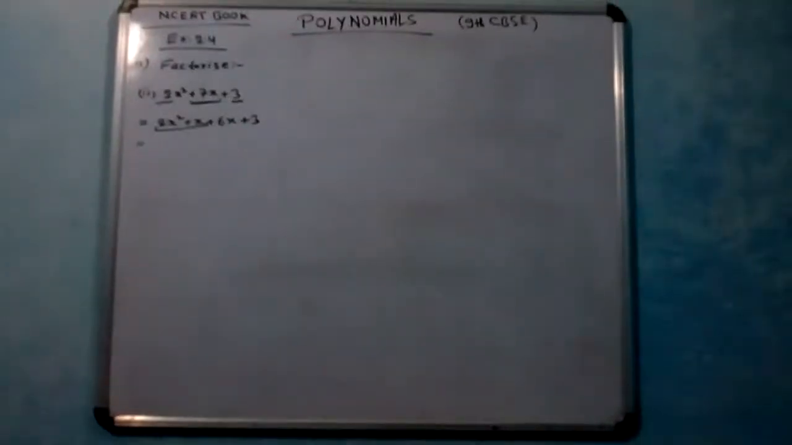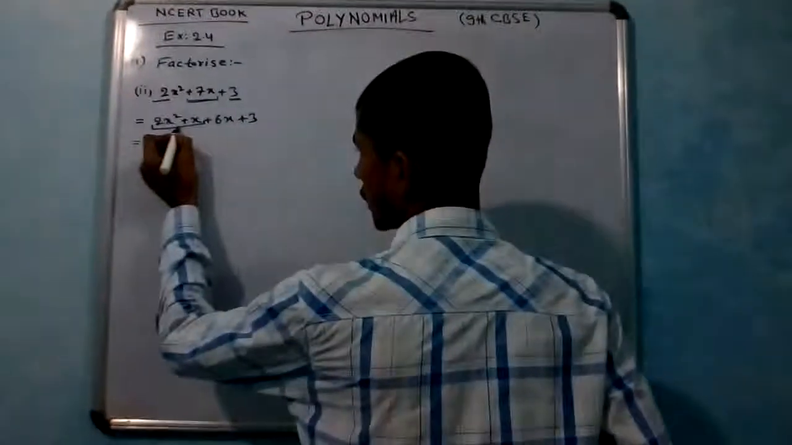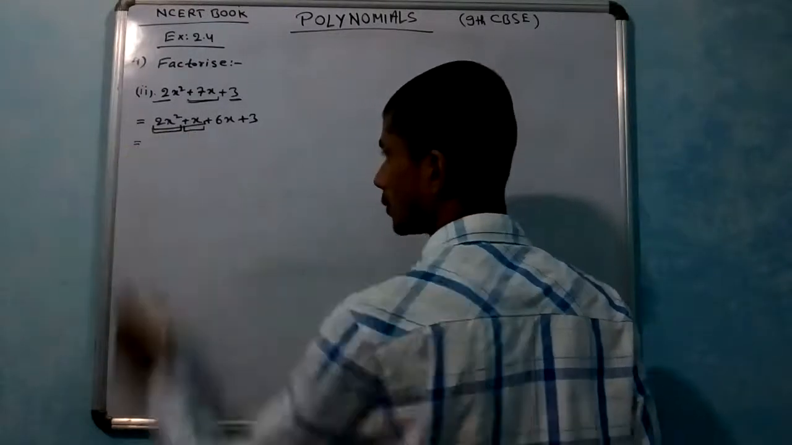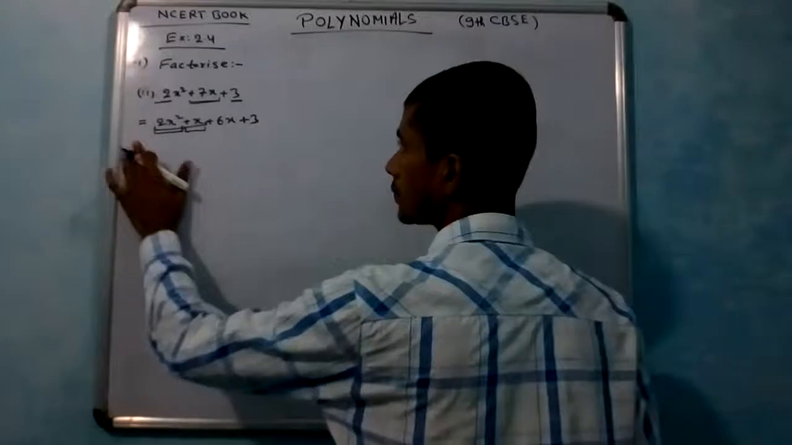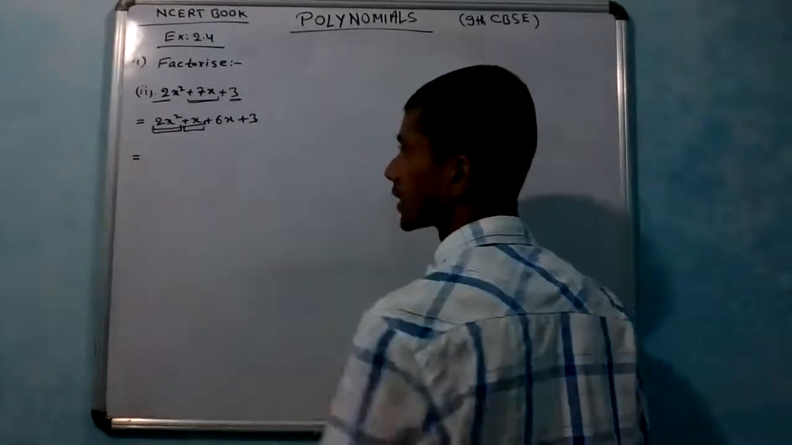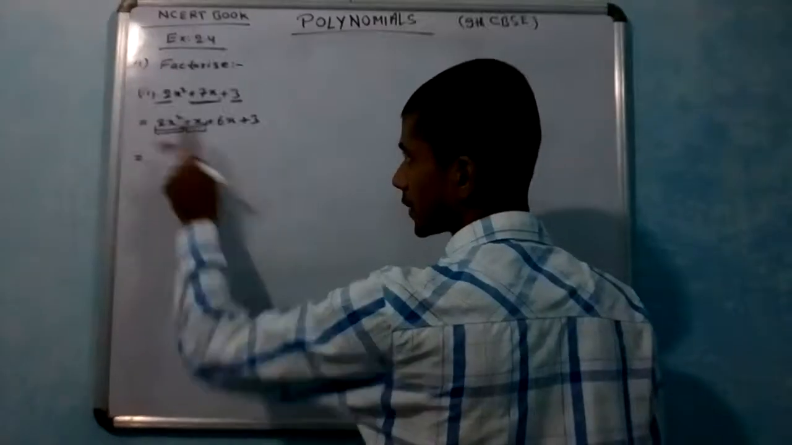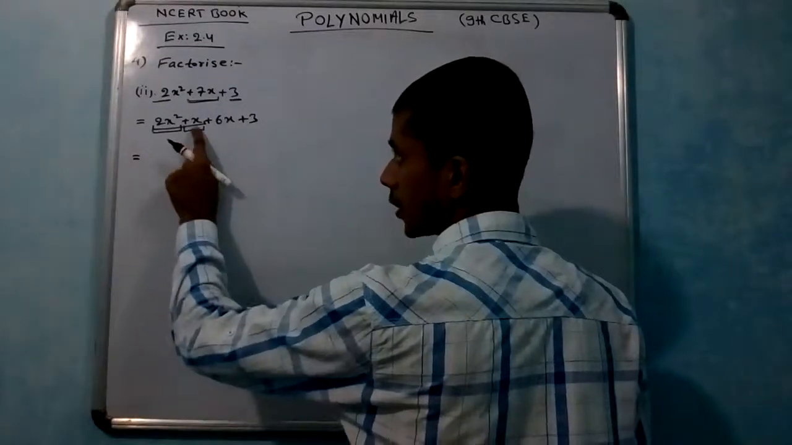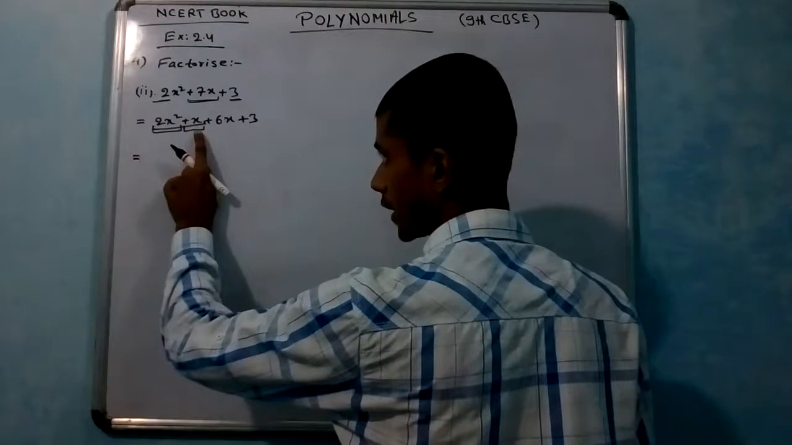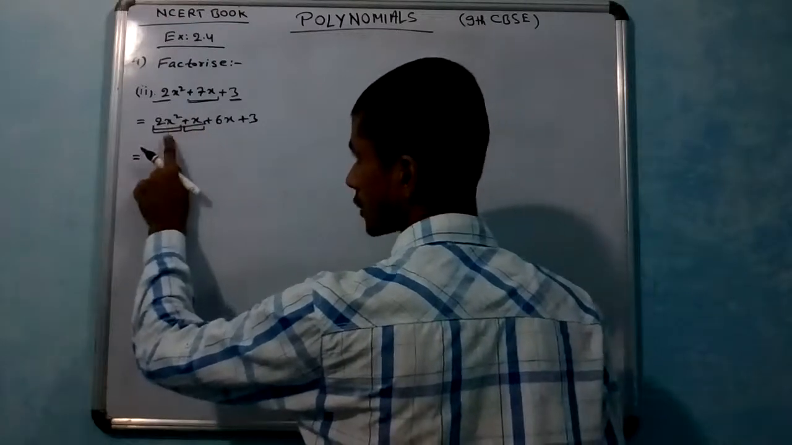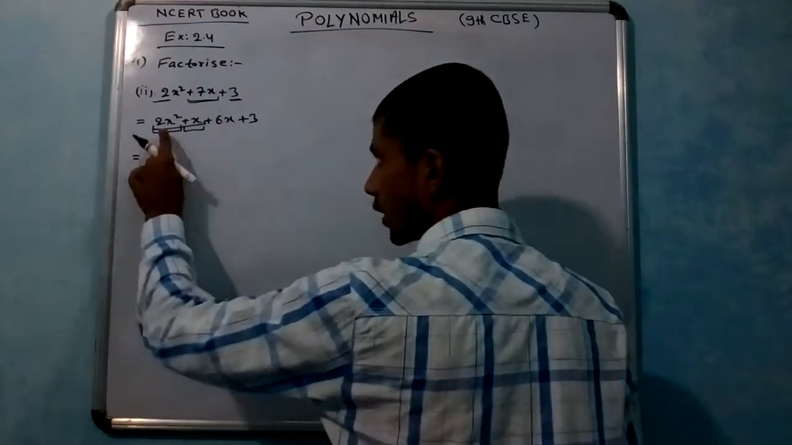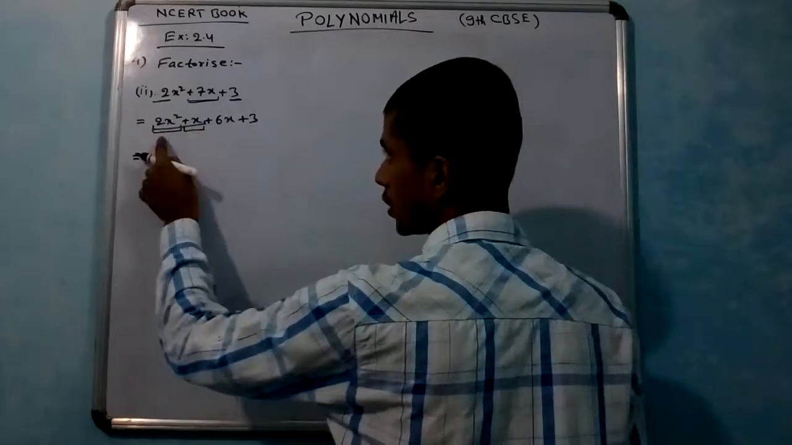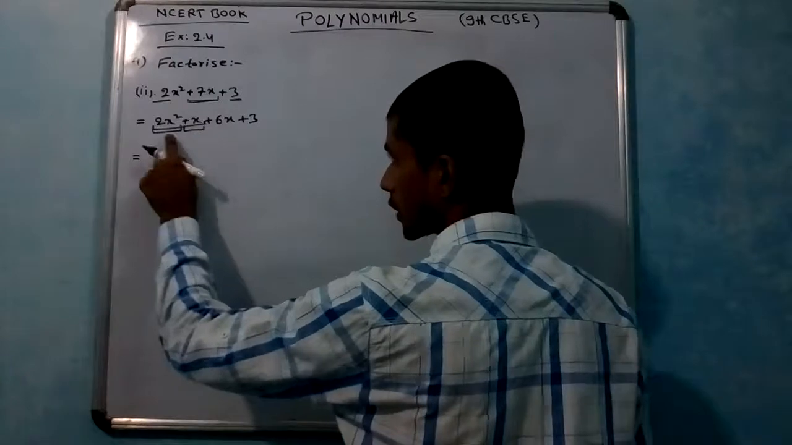The first term is 2x square and the second term is plus x. So what is the common term in between them? Common term is x. In both x is present. X square is not present in both, 2 is not present in both. What is in both? X. X is here also, x is here also.